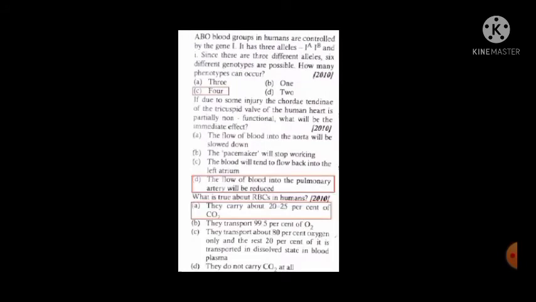ABO blood groups in humans are controlled by the gene I. It has three alleles, IA, IB and i. Since there are 3 different alleles and 6 different genotypes possible, how many phenotypes can occur? The answer is 4. If due to some injury the chordae tendineae of the tricuspid valve of the human heart is partially non-functional, what will be the immediate effect?